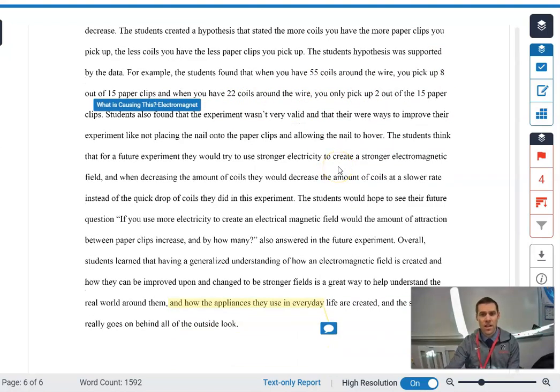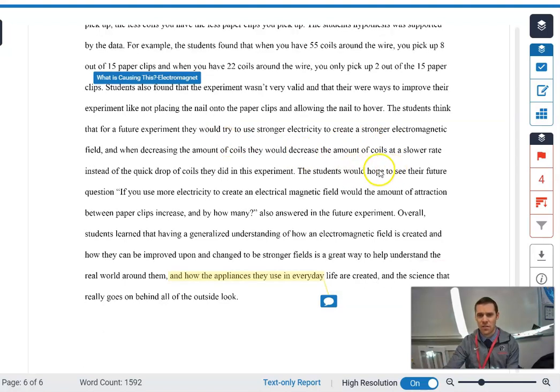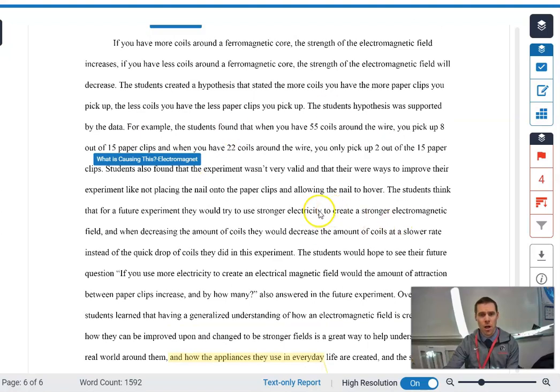They give a pretty good answer as to why they think that happens. They relate that to electrons flowing through that solenoid, which is the wire around the core, which you'll learn about at a later date. An extension of the experiment is also mentioned. So overall, pretty good conclusion paragraph. Probably got rewarded most of the points.